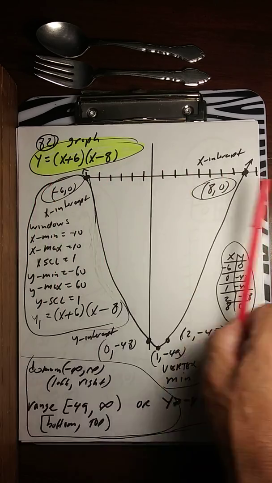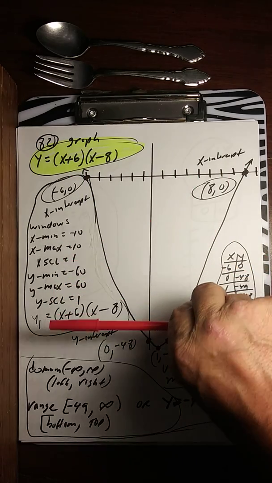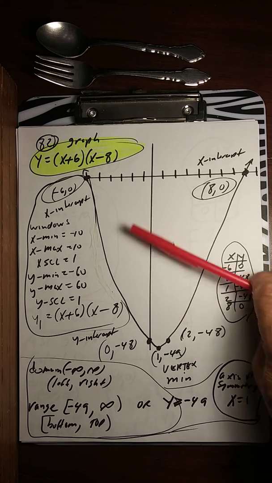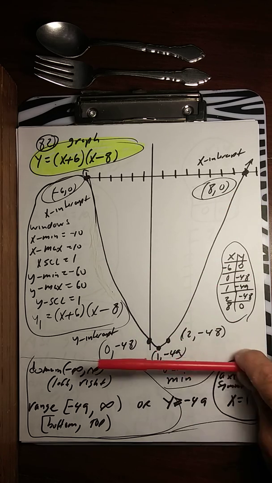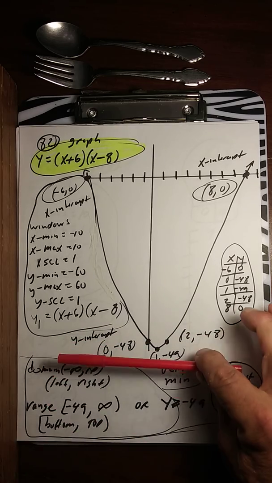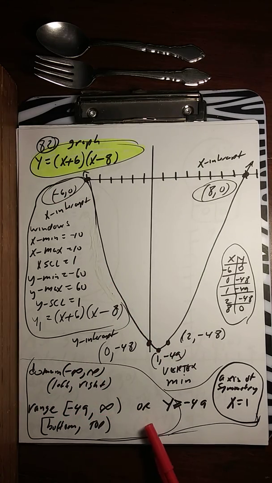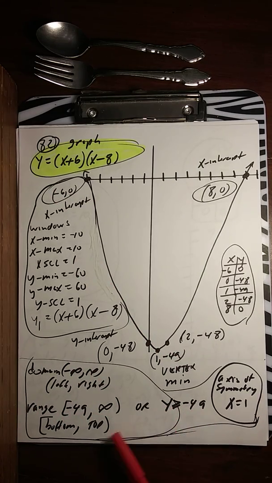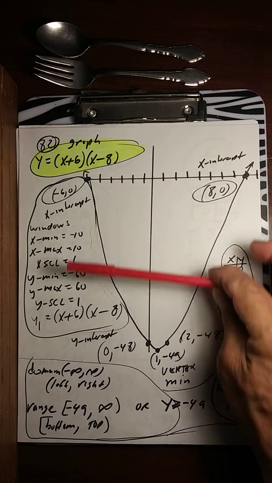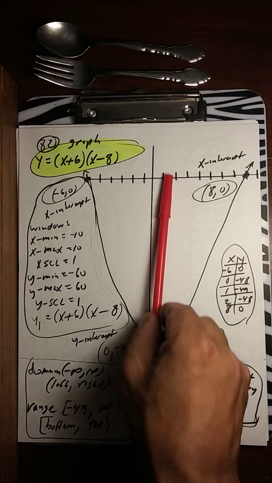The domain of this graph is going to be negative infinity to infinity. And the range is going to go where? The lowest point is 1, negative 49, which is the vertex of this graph. You can do a trace to get that. So it goes up to infinity. So the range is negative 49 to infinity, or y is bigger than or equal to negative 49. The axis of symmetry is x equals 1.